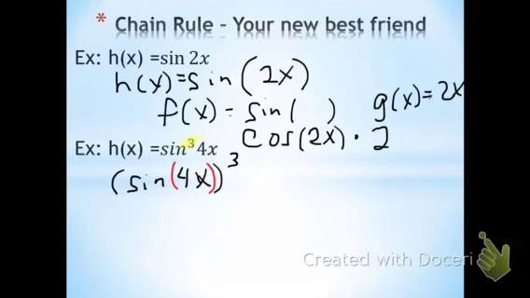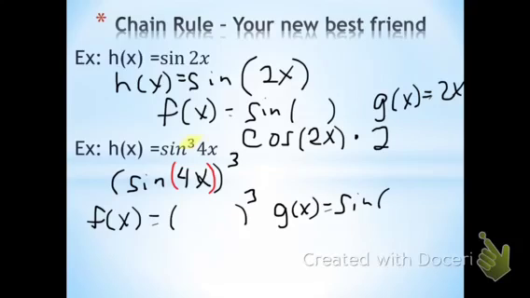The first one being f of x is something cubed. g of x is the sine function. And then we'll call it, I don't know, t of x is the inner function of 4x.